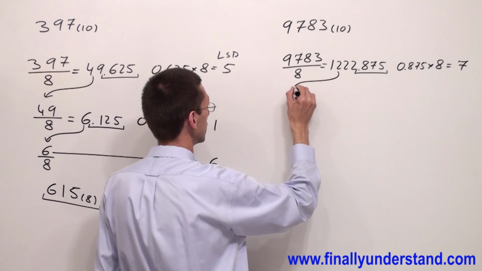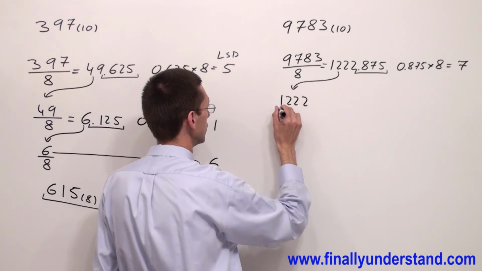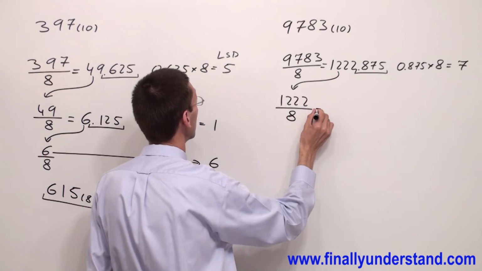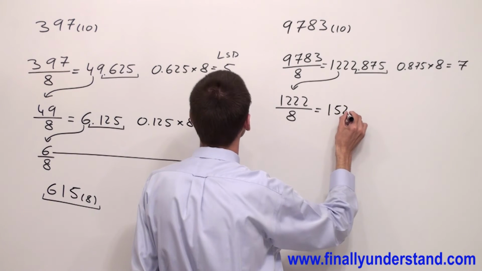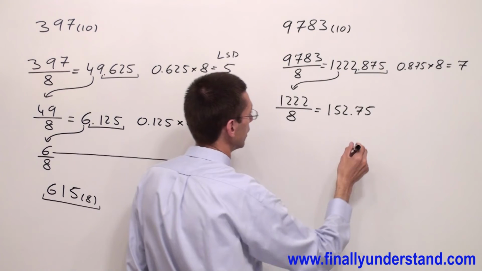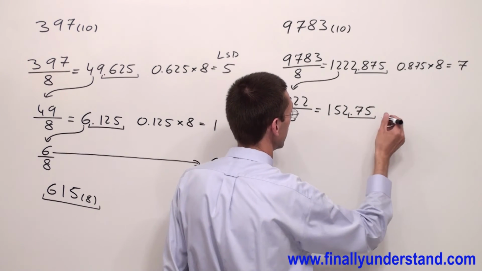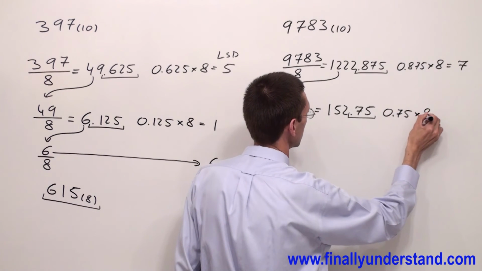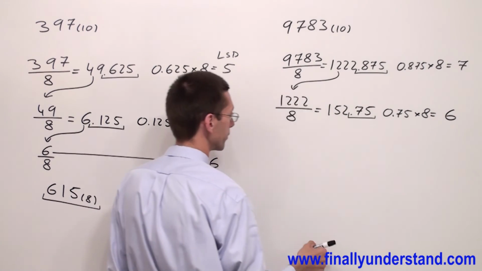Take the whole part, 1,222 divided by 8. This is equal to 152.75. Take the fractional part and multiply by 8. So I have 0.75 times 8 is equal to 6.